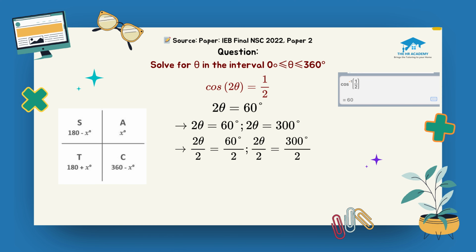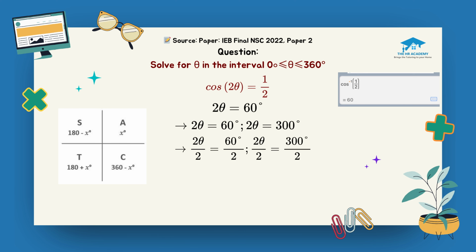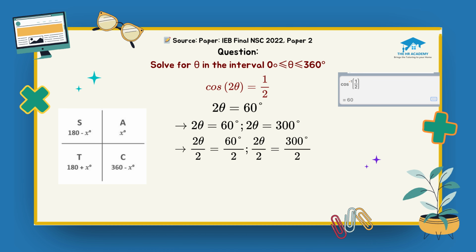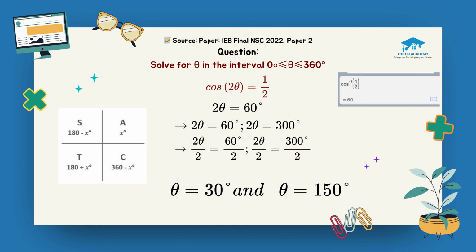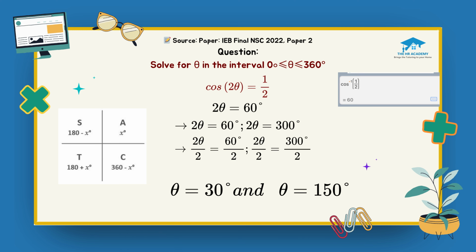Now divide both sides by 2 to get plain old theta. 60 degrees divided by 2 is 30 degrees. 300 degrees divided by 2 is 150 degrees. Therefore, theta is equal to 30 degrees, and theta is equal to 150 degrees.